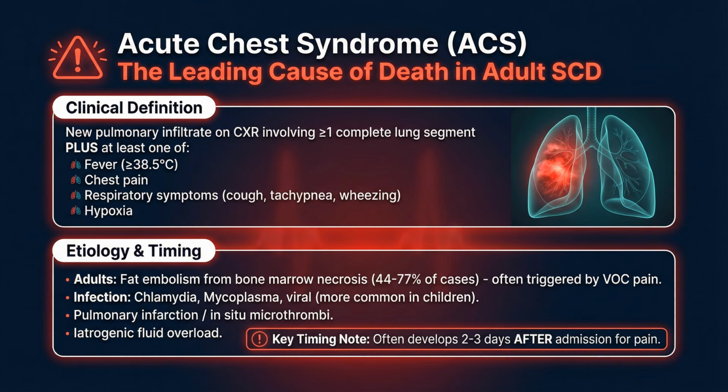The etiology is multifactorial. In adults, it's often triggered by a pain crisis leading to fat embolism from bone marrow necrosis. Infection is a more common trigger in children. And a key clinical pearl. Acute chest syndrome often develops 2 to 3 days after a patient is admitted for a pain crisis. You must maintain a high index of suspicion.